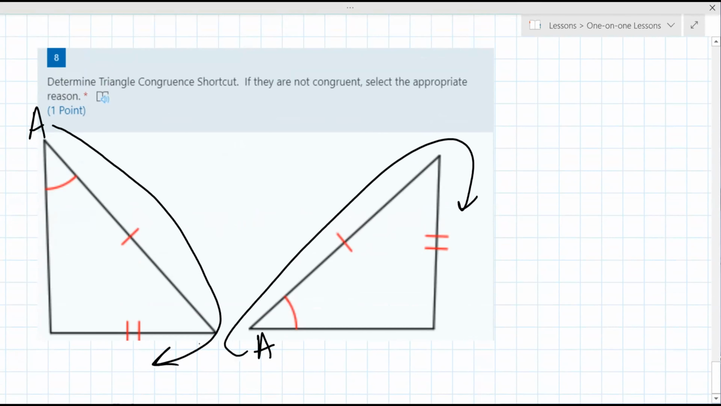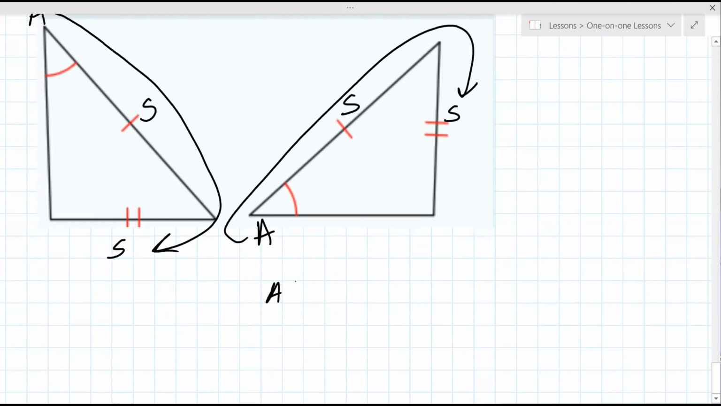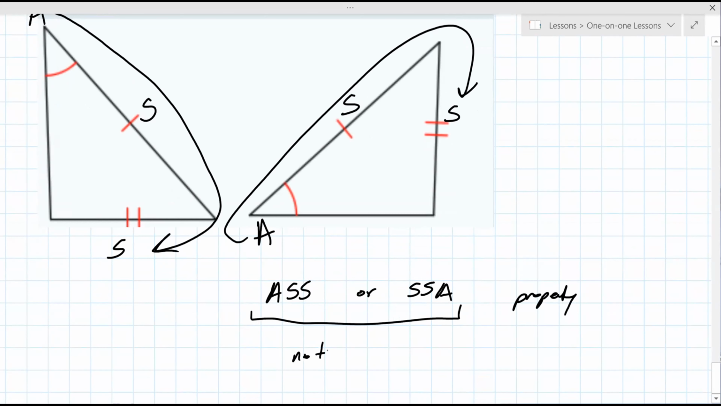So the next thing I see on this left side here is a side and a side. And on this one, I see a side and a side. Is there an ASS or an SSA property on your list there? What do you see? It says SSA, not congruent. Yep, these are not congruent, always not congruent. It can appear like it is. Look, there's 2 sides and an angle, but that's not enough.